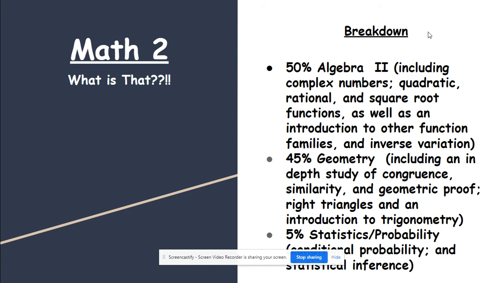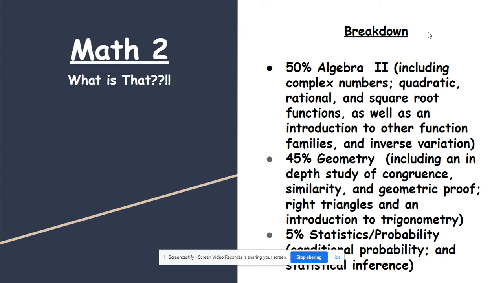So let's talk about Math 2. What is it? Well, it is essentially Math 2 and Math 3 are a traditional geometry and algebra 2 course combined. So they took about half of geometry and about half of algebra 2 and put them in each of Math 2 and Math 3.